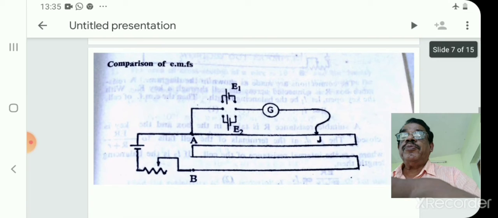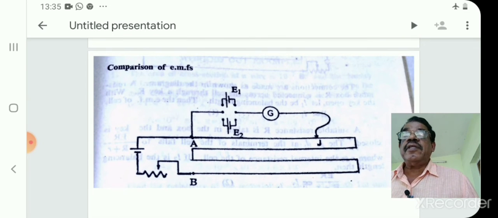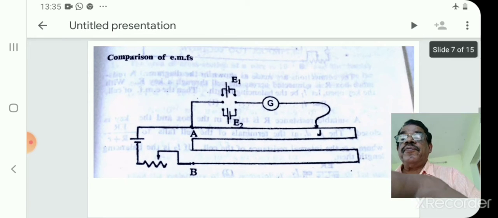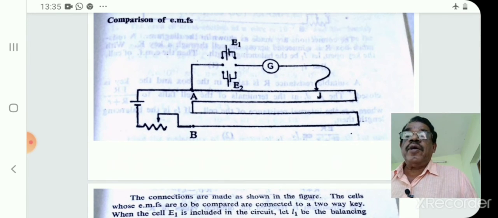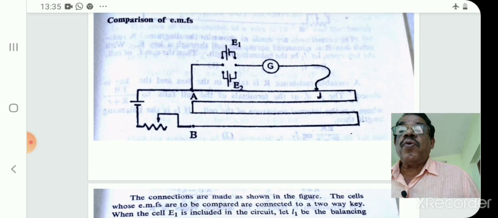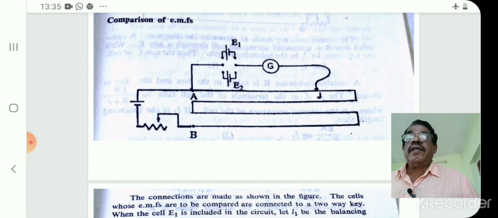Now using this potentiometer we have two experiments. One is the comparison of EMF, and for that we use a modified form of the potentiometer. A and B are shown on the left side. There are 10 meters of wire. Here only 4 wires are shown. Actually there are 10 lines, 10 meters of wire.